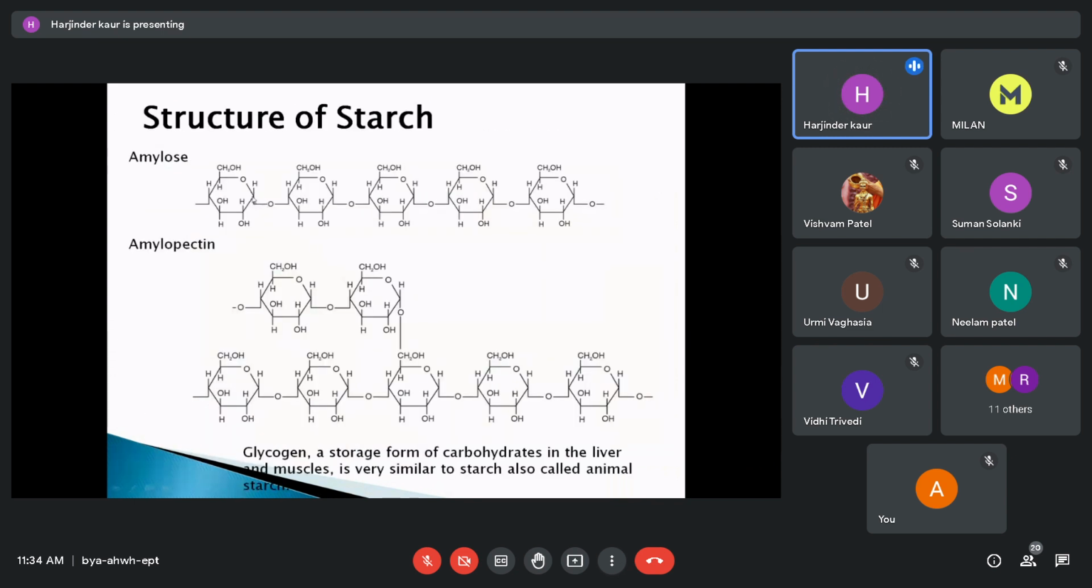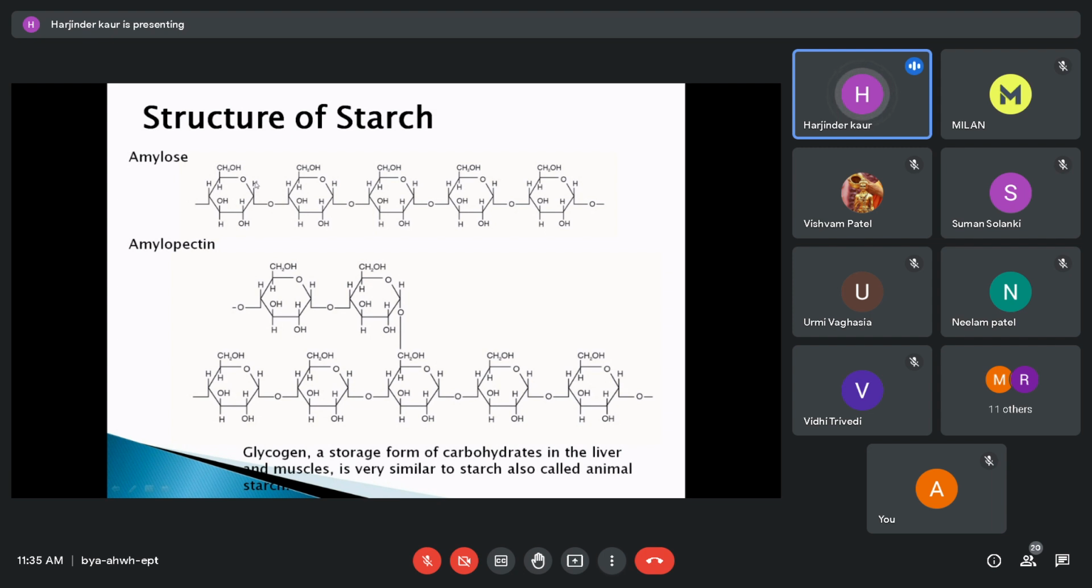Supposing this is my glucose unit and this is the first carbon, if the OH is below, this is alpha glucose. And if the OH is up, it is beta glucose. So if the OH is below here, the fourth glucose's OH always comes down in case of glucose. So this linkage is like this, and you can see this is a cis linkage. Both the H are on the same side.